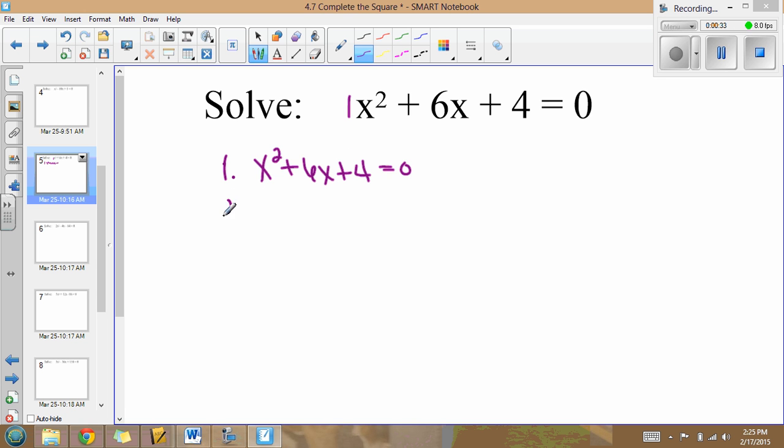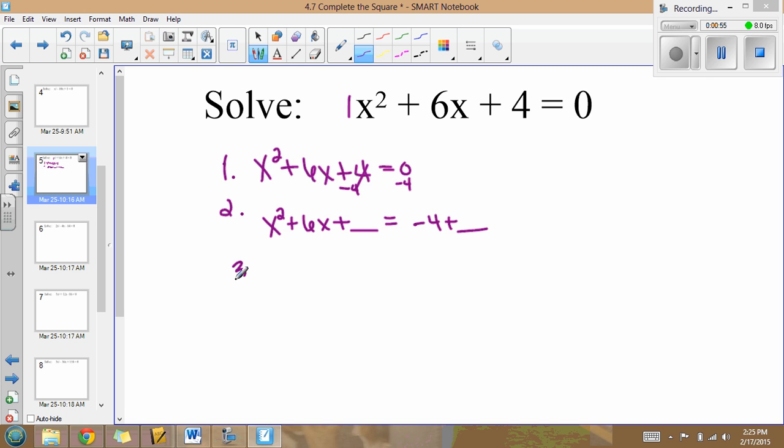Okay, so now I'm going to go to step 2, which is we want to move c to the other side of my equal sign. So to get rid of a plus 4, I want to subtract 4. Okay, so I have x squared plus 6x, and this is where I like to put my plus blank, so I remember to add that missing term to both sides.